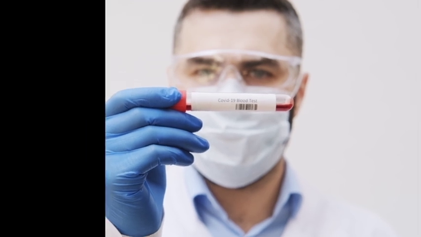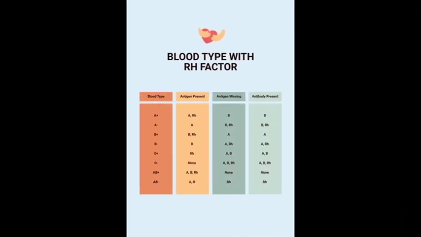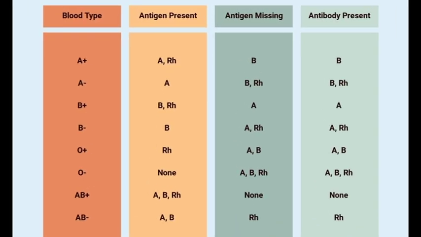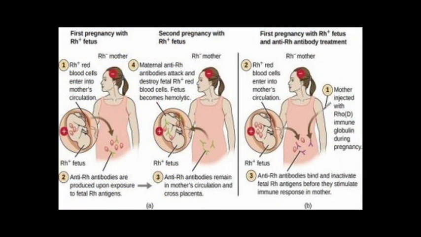If someone with Rh-negative blood is exposed to Rh-positive blood, their immune system might recognize the Rh protein as foreign and produce antibodies against it. This immune response is known as Rh sensitization. This is particularly significant in pregnancy.